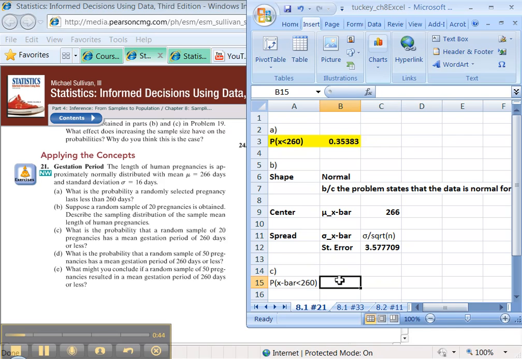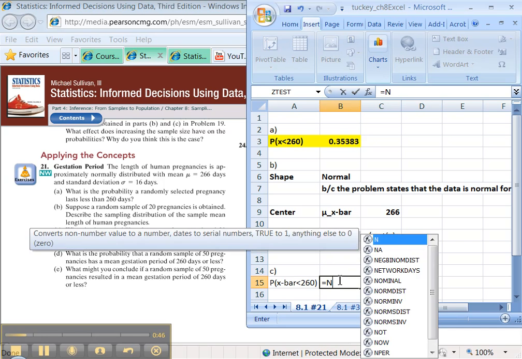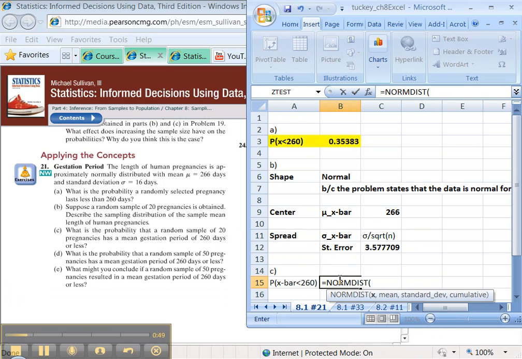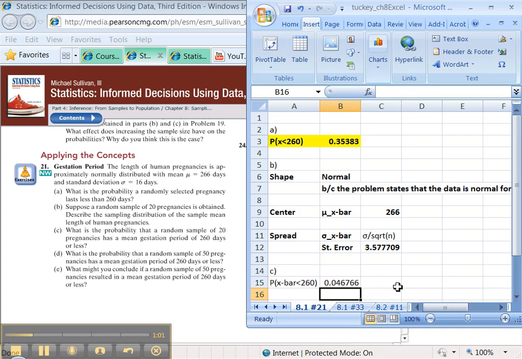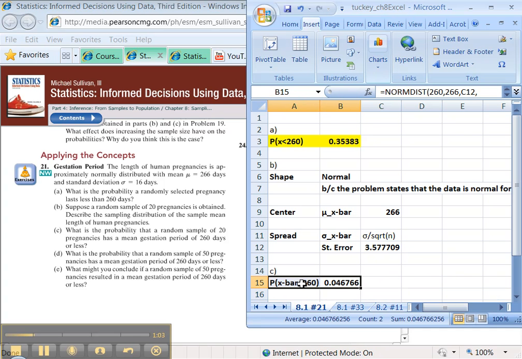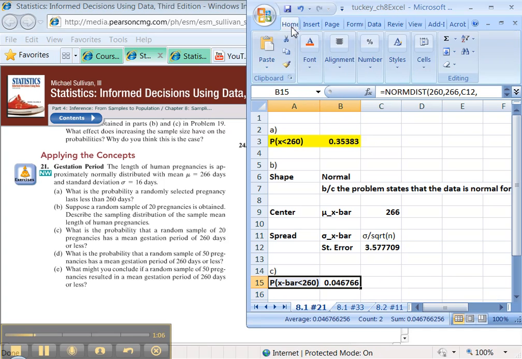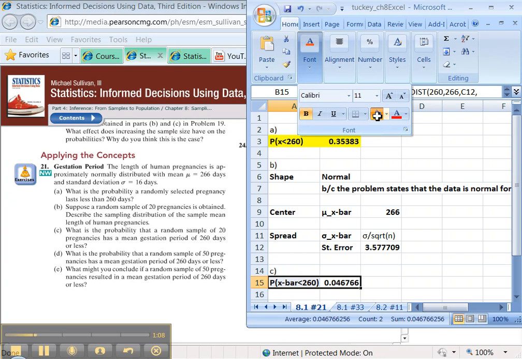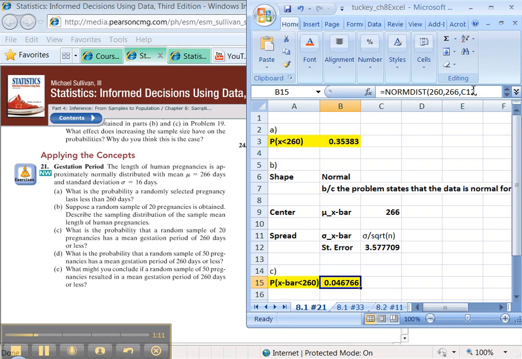All right, it's going to be the same formula. It's still norm dist. It's still 260. It's still 266, but the standard deviation is now this number, 3.5777. There we go. And I used the cell reference. That way it keeps all the decimal places. The other numbers, it doesn't matter, but for the standard error, you can see I used that. Of course, if you want to use the cell reference for 266, that's fine too. All right, there we go.